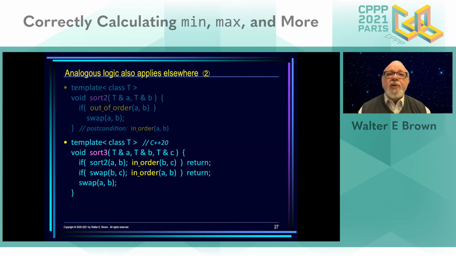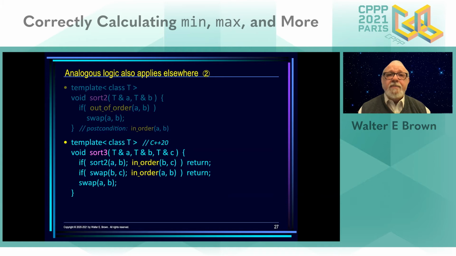Otherwise, we know that B and C are out of order, or we would have done the early return, so let's swap B and C. If after doing that, it so happens that A and B are in order, we can again do an early return. Otherwise, we swap A and B, and now we're done, and we've guaranteed that A and B and C are now sorted.